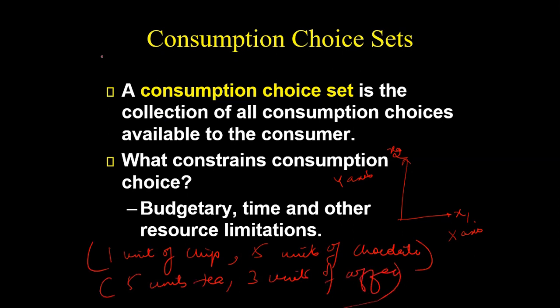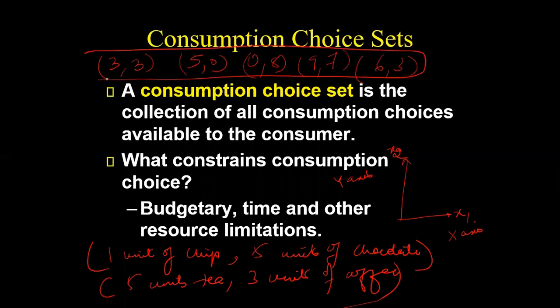So whenever I write consumption sets, that is (3, 3), (5, 0), (0, 8), (9, 7), (6, 3), all of these are consumption sets. This is the number of units of good 1, number of units of good 2, good 1, good 2, good 1, good 2, good 1, good 2, good 1, good 2. So that is how we define a consumption choice set.